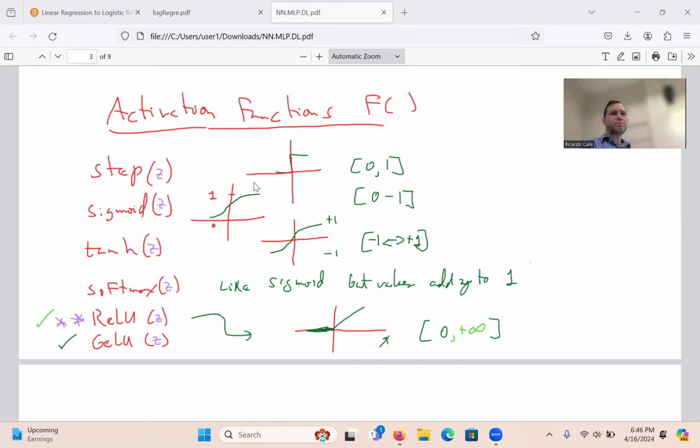Tanh is this one. And if you notice, it's exactly like the sigmoid, except that the range is actually from -1 to +1 instead of from 0 to 1. Do you see that this is 0 to 1? This is -1 to +1, okay?